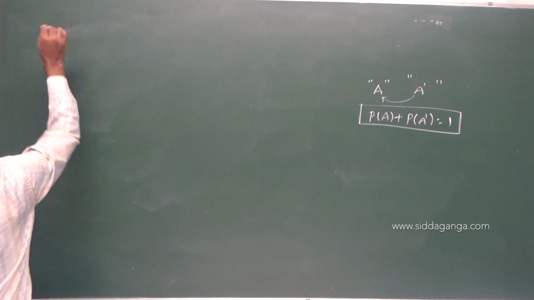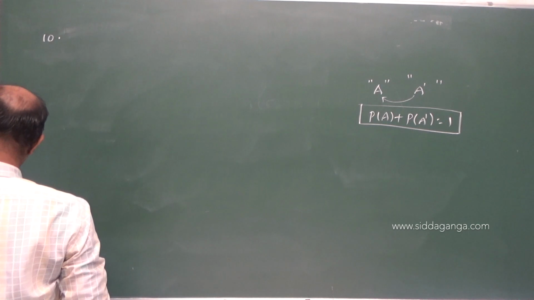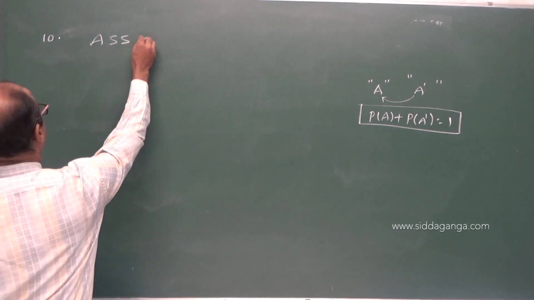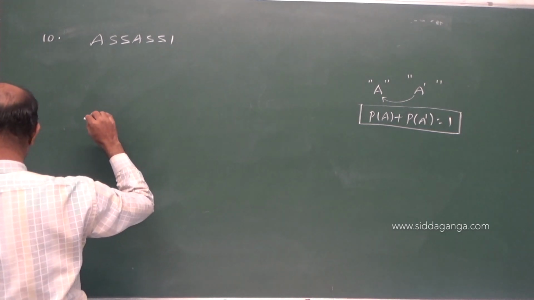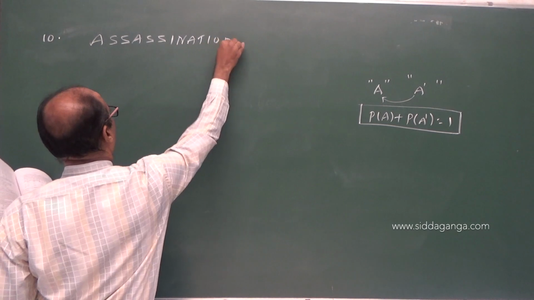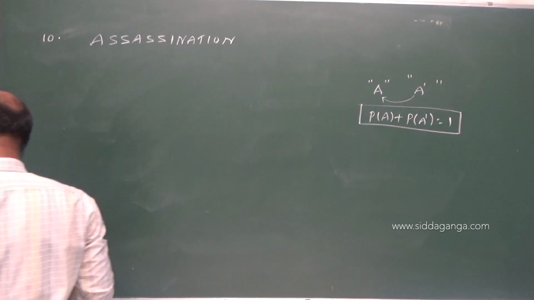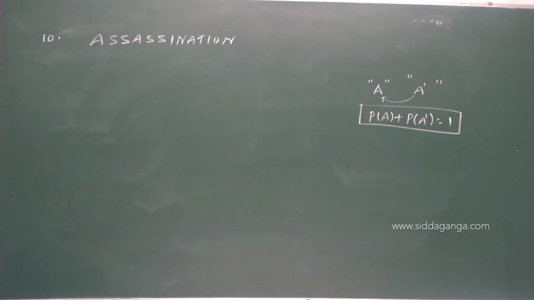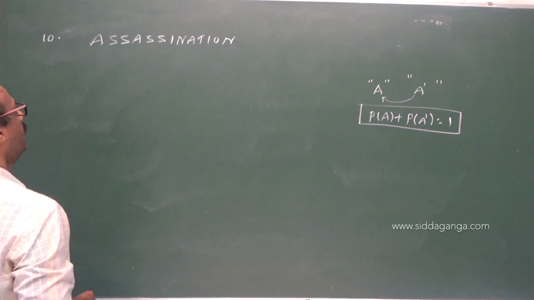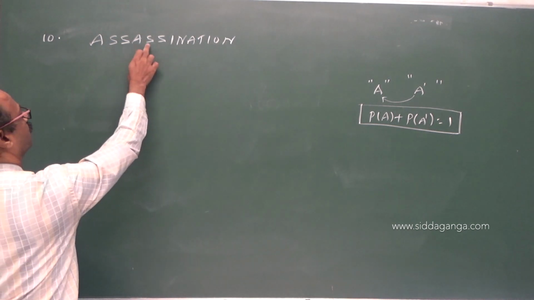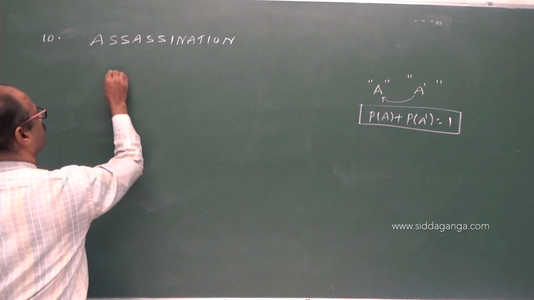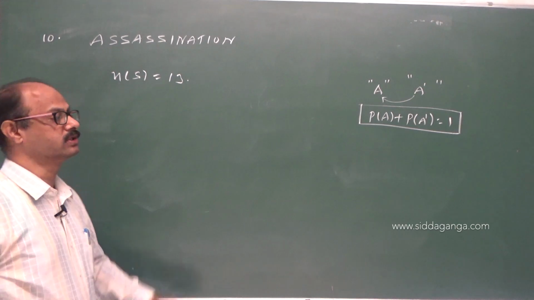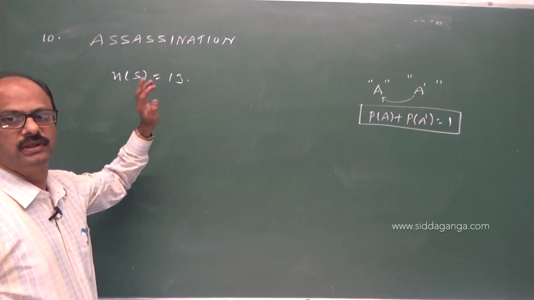Look at the 10th question. A letter is chosen at random from the word assassination. Find the probability that the letter is, one, a vowel, second, a consonant. Here, totally, we find 1, 2, 3, 4, 5, 6, 7, 8, 9, 10, 11, 12, 13. So totally there are 13 letters. We denote this as N of S. N of S is 13 letters. You count to find N of S.